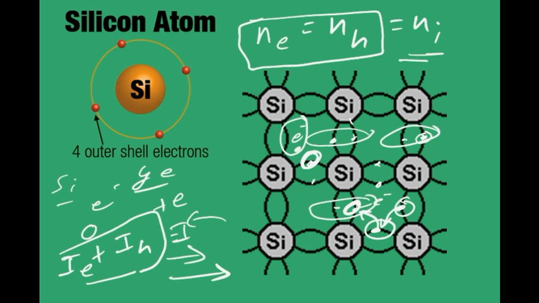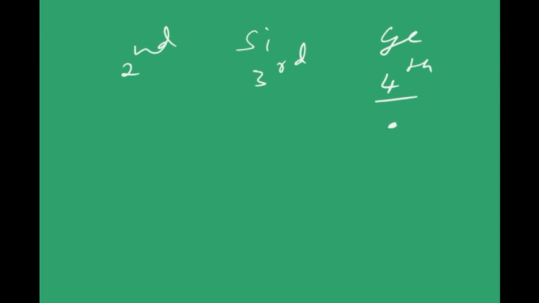Why not carbon? Carbon also has 4 electrons in its outermost orbit, but it doesn't exhibit semiconductor properties because, even though it exhibits a tetrahedral structure, the outermost electrons are in the second orbit of carbon, whereas in silicon they are in the third orbit, because silicon is in the third period of the periodic table, right? And for germanium it is the fourth orbit. So these electrons for germanium are far away from the nucleus.